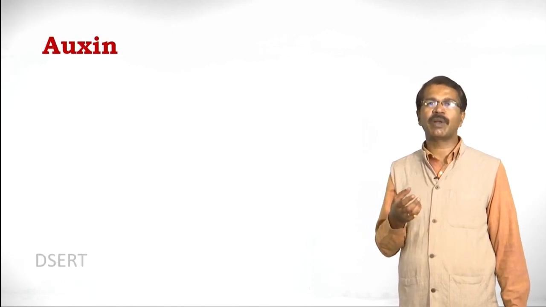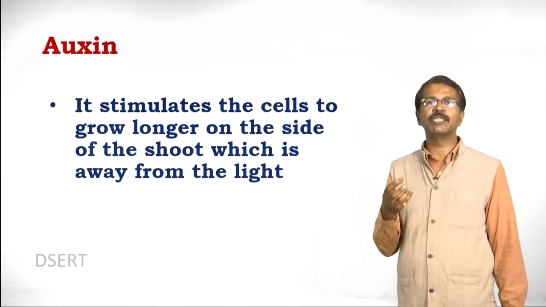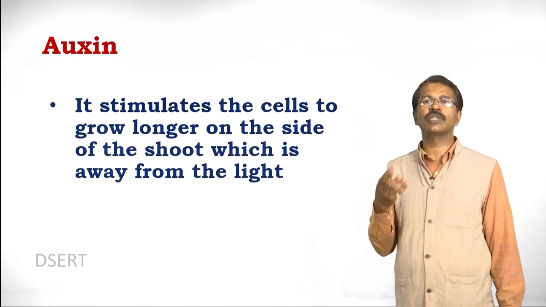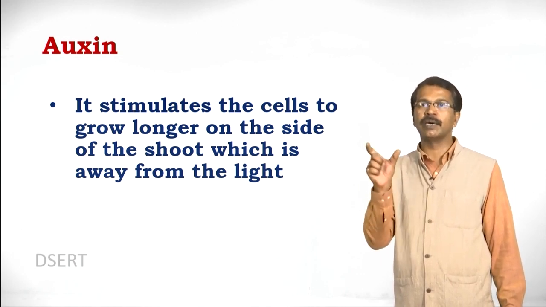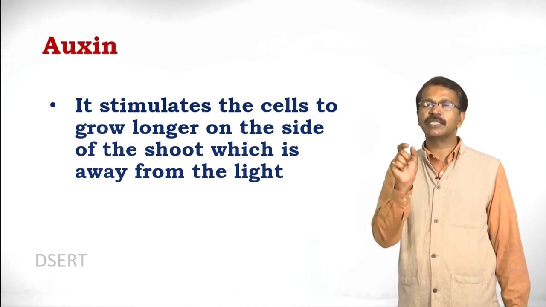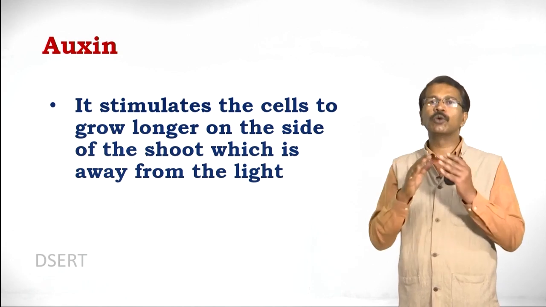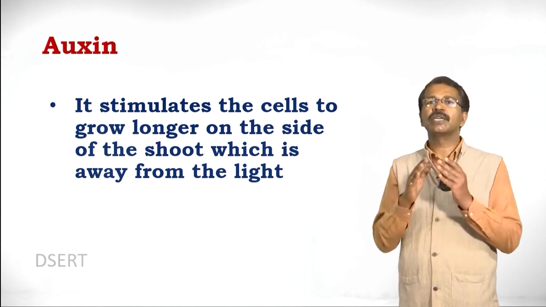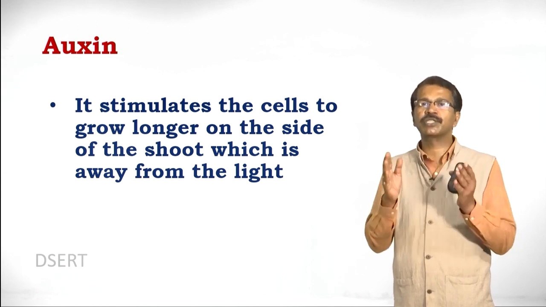Take the example of auxin, a plant hormone. It is called a growth hormone because it is responsible for the growth of the plant body. How does it help in the growth of the plant body? It stimulates the cells to grow longer. When cell division occurs, the cell will be of smaller size. Now the cell has to grow to its full size. This growth of the cell occurs because of the auxin.